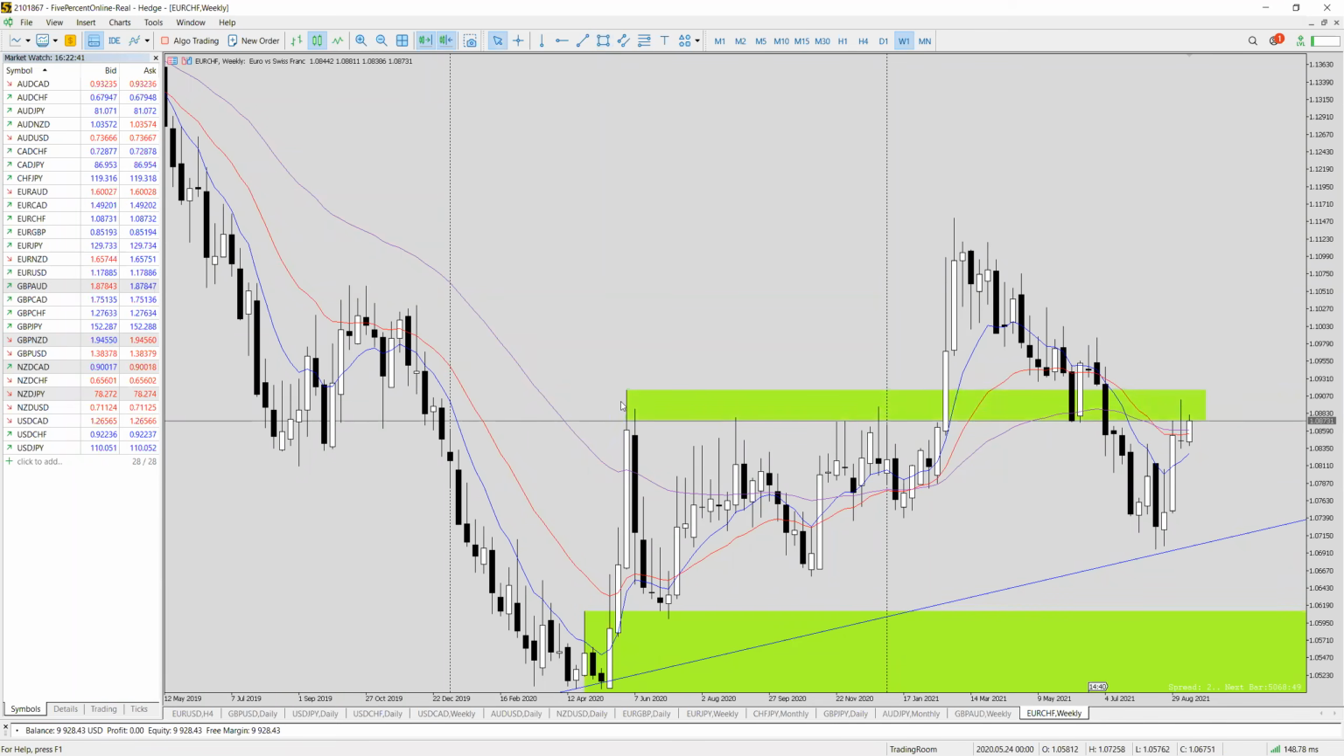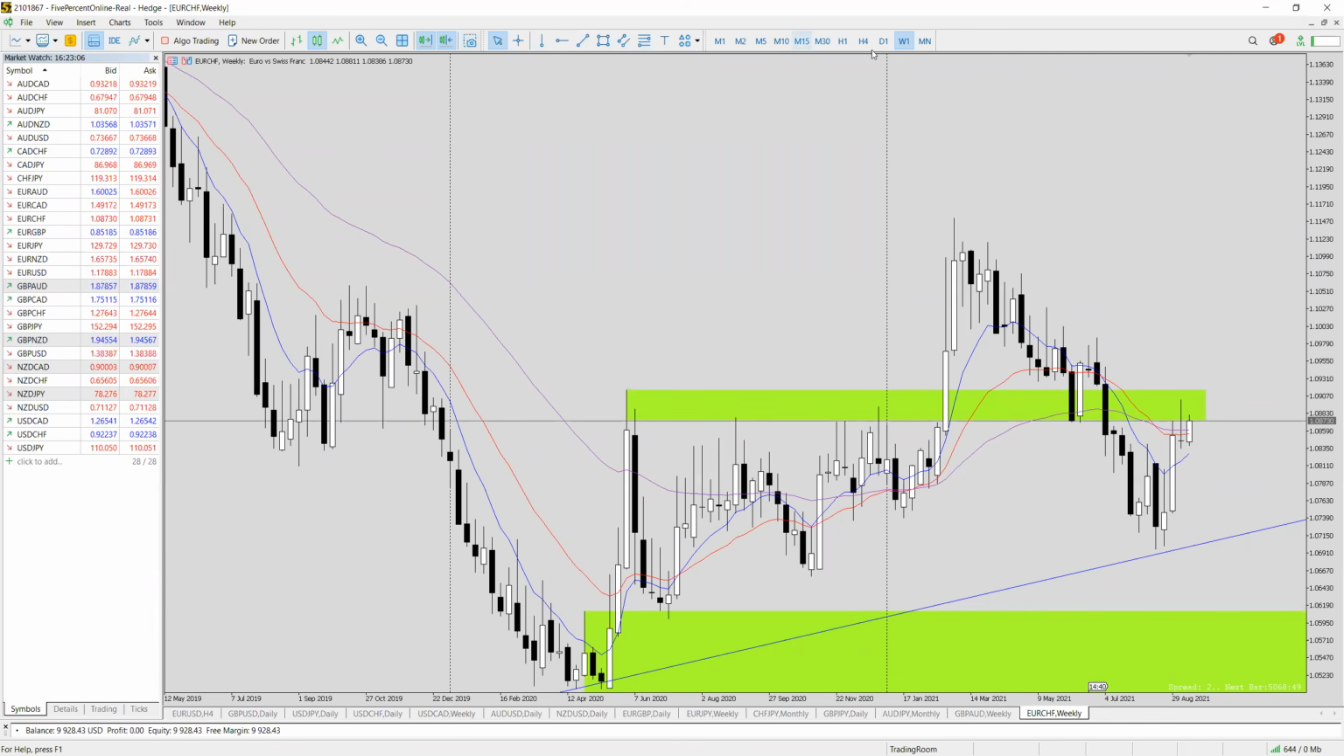Okay, you can see here resistance, resistance, resistance, and then a breach. It found some support, but then it broke again. If it manages to break out above this zone again and even find support on top of the moving averages, then it could start moving higher again.